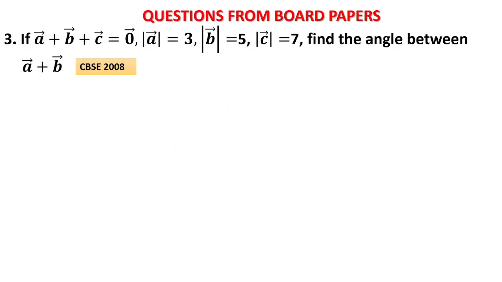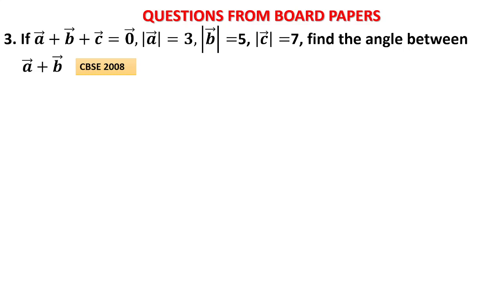Let us go to a question from the 2008 question paper on vectors. Vector a plus vector b plus vector c is equal to 0. Now remember, this will happen when these three vectors form the sides of a triangle. Anyway, I have given it directly to you. The magnitudes of vector a, vector b and vector c are given, and we must find the angle between vector a and vector b.